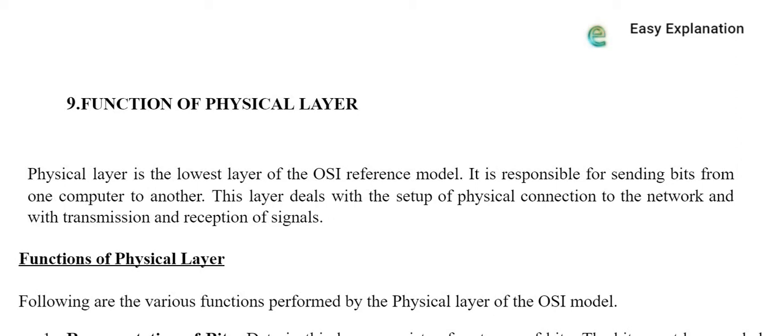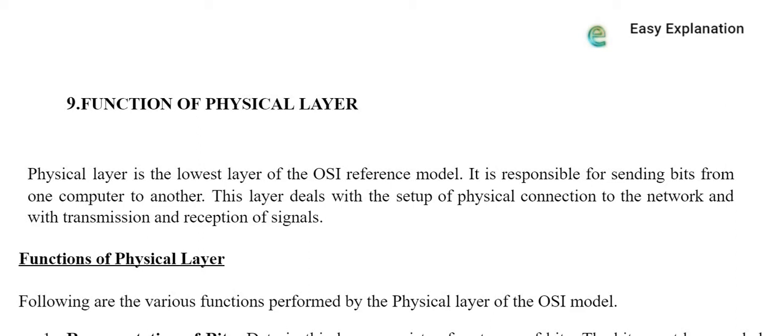So what is the function of the physical layer? It is responsible for sending bits from one computer to another. You can see that the data in the physical layer is in the form of bits, that is zeros and 1. This layer also deals with setup of the physical connection to the network and with transmission and reception of signals. After this layer, the bits are converted into electrical signals and are passed with the help of a transmission medium.